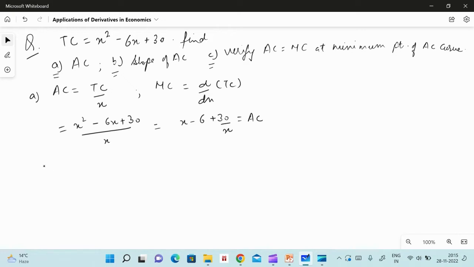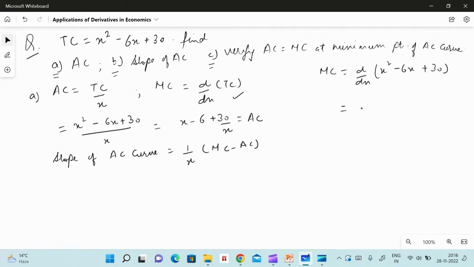Moving toward the next part, we have to calculate the slope. If you remember, the slope of the average cost curve is equal to 1 upon x times MC minus AC, right? So in this case, first of all, we have to calculate the marginal cost. The formula for marginal cost we have already discussed is the derivative of total cost. So I will take the derivative of x square minus 6x plus 30. This gives me 2x minus 6, and this is equal to my marginal cost.